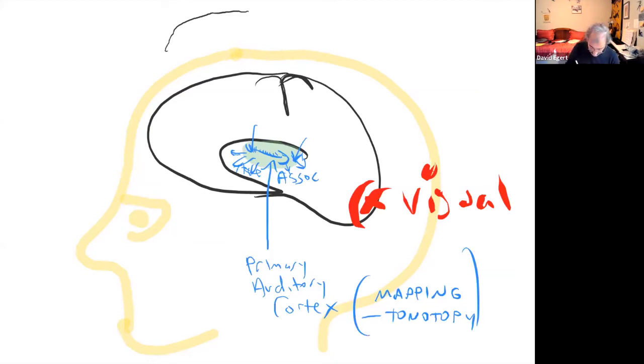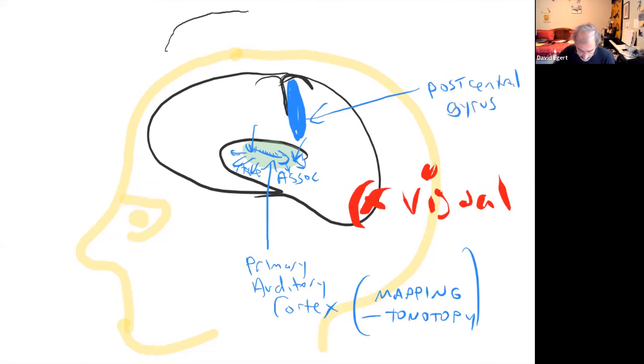Let's go to, right here, what we call the post-central gyrus. You've met the post-central gyrus before. It's just that ridge in the parietal lobe just behind the central sulcus. This is going to be our primary somatosensory cortex. Somatosensory, those are the body senses, the general senses. This is touch and stuff all around your body.